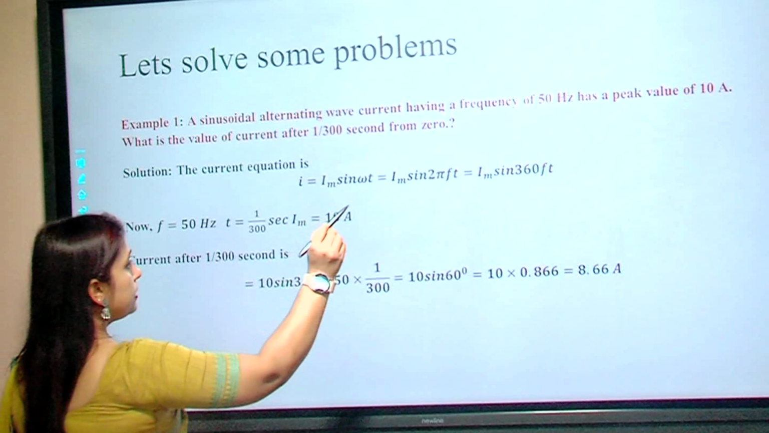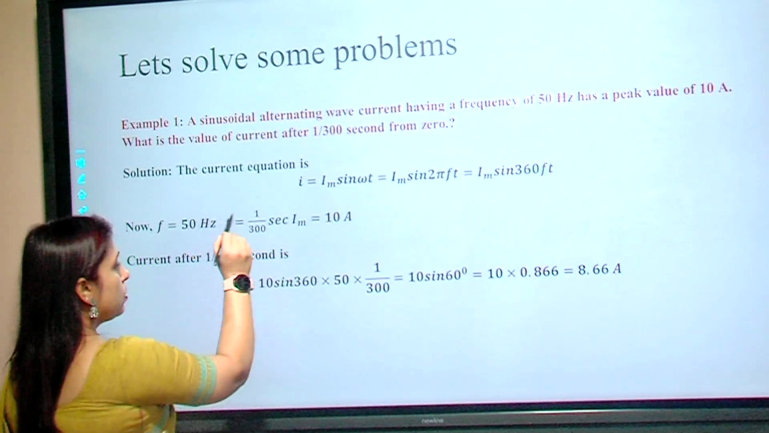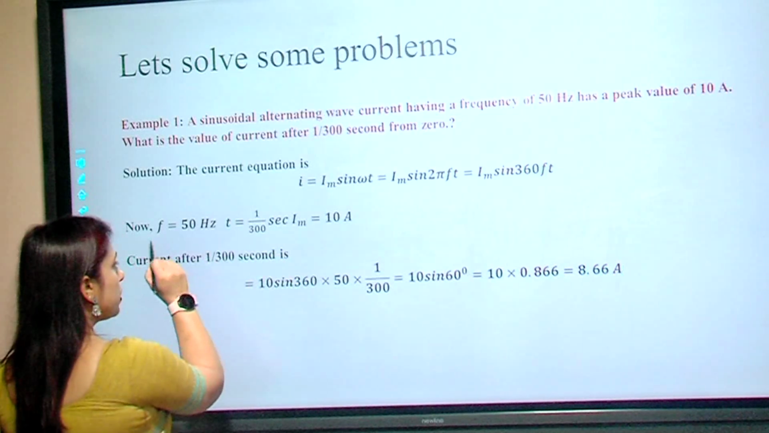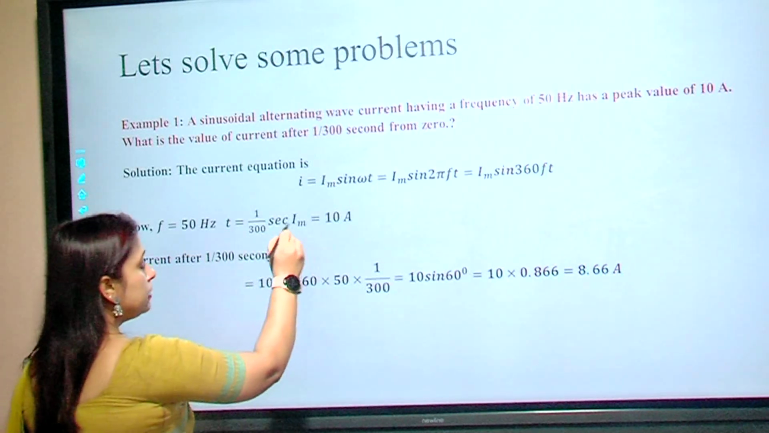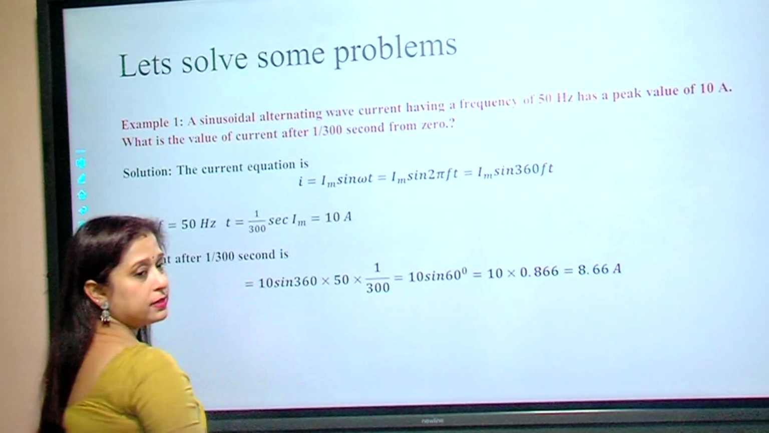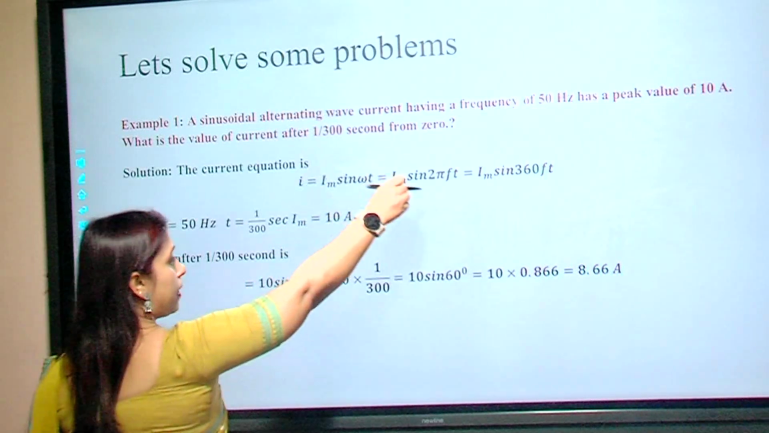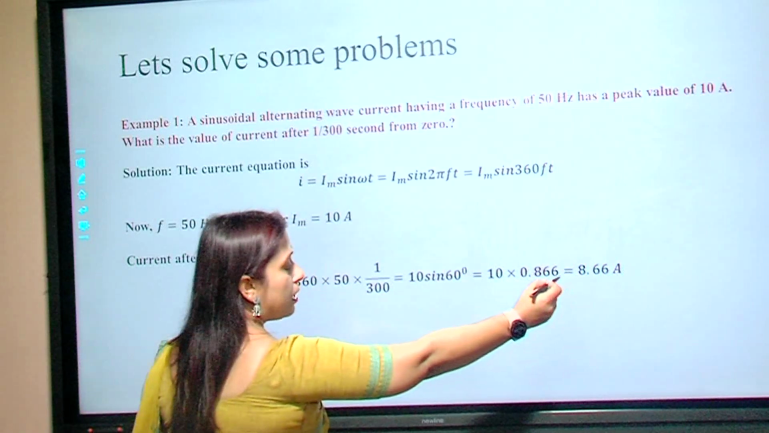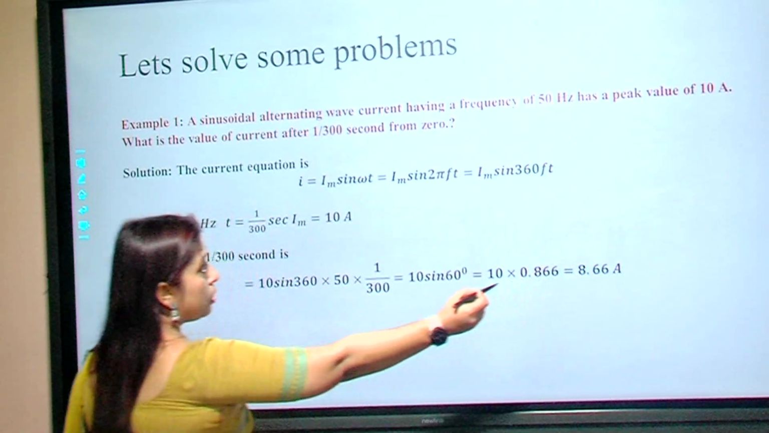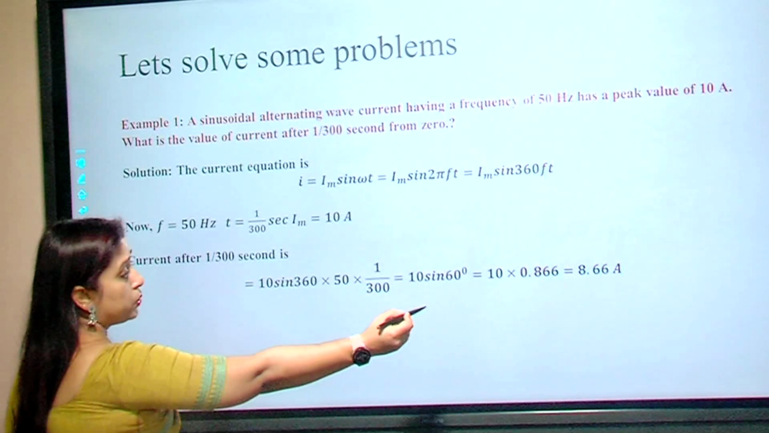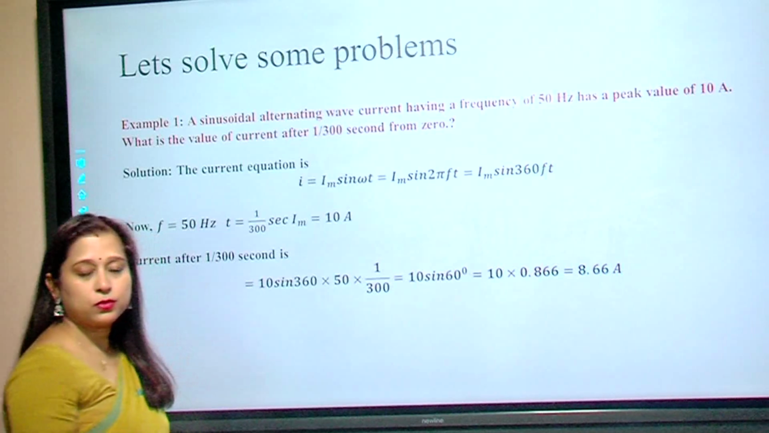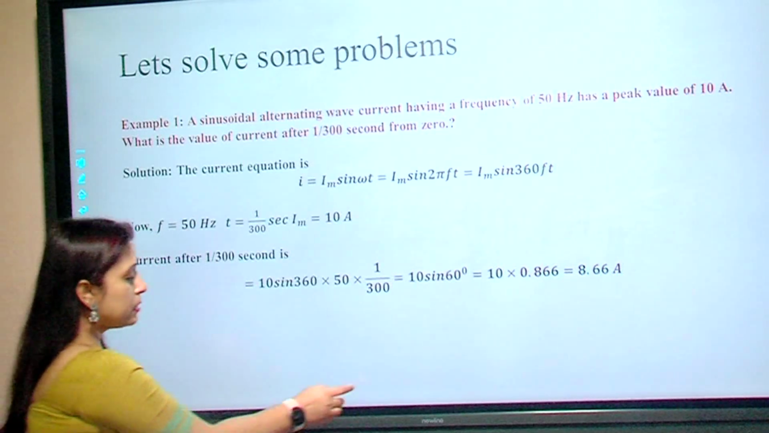It is given that t is 1/300 second from 0, f is 50 Hz and the maximum value of current is 10 ampere. If we put the values in the equation, then the answer for current after 1/300 second from 0 comes out to be 8.66 ampere. Okay, let us go for another question.